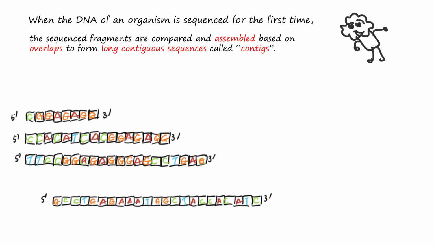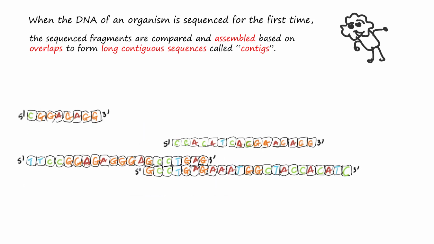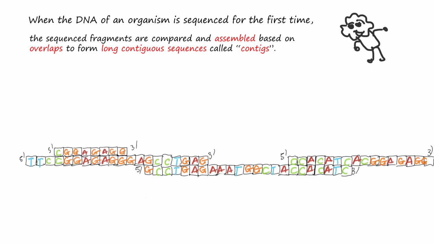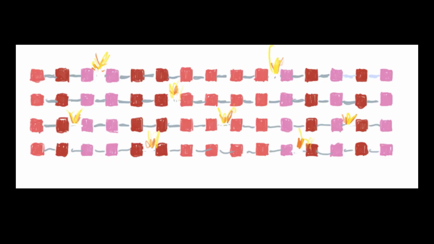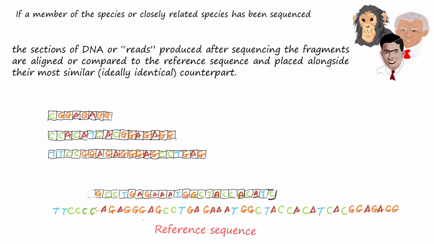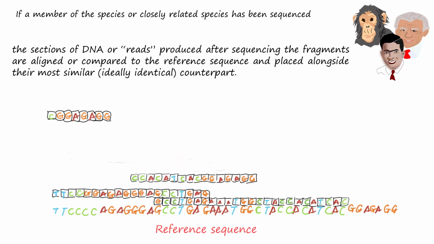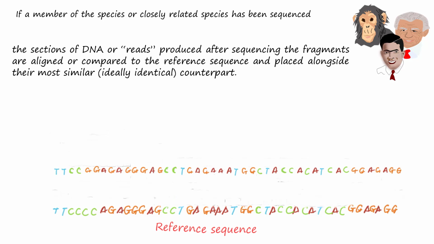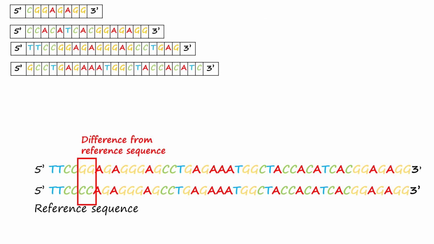Two alternate methods may be used to form contigs. When an organism's DNA is sequenced for the first time, the fragments are compared and assembled based on overlaps. Overlaps occur due to the same DNA being broken at different positions. When a member of the same or closely related species has been sequenced, the DNA reads produced are aligned or compared to the reference sequence and placed alongside their identical or most similar counterparts.